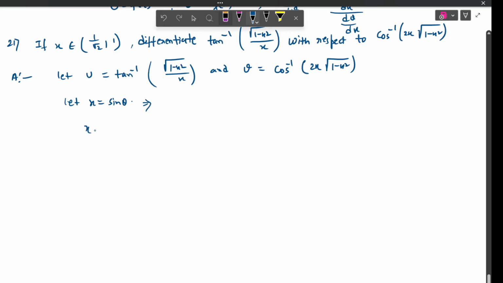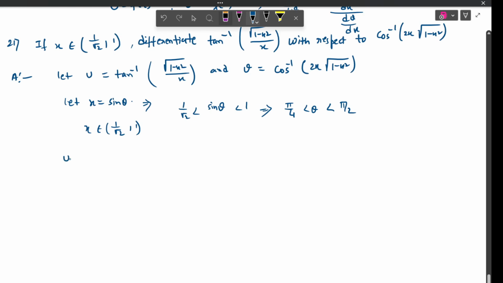See, our x varies from 1 by root 2 to 1. So sin theta varies from 1 by root 2 to 1. If you take inverse, sin inverse 1 by root 2, that is pi by 4, less than theta less than pi by 2. Sin inverse 1 is pi by 2. So theta varies from pi by 4 to pi by 2. Right.